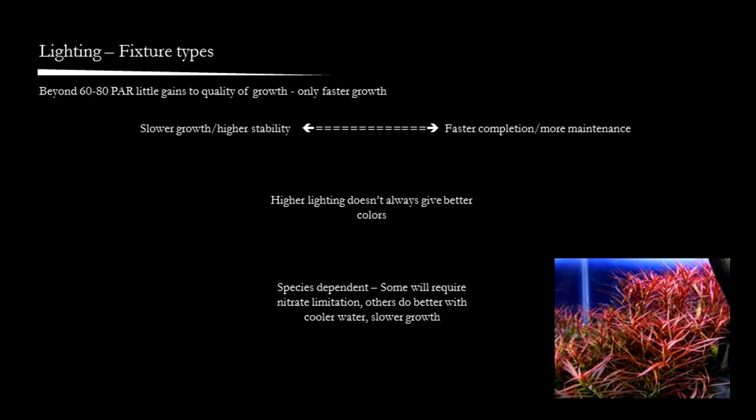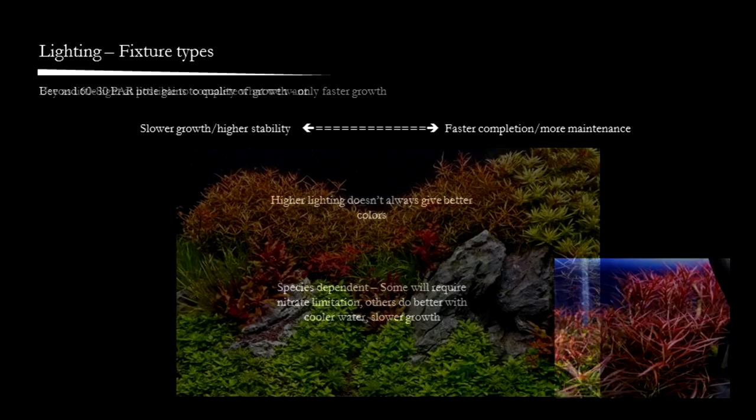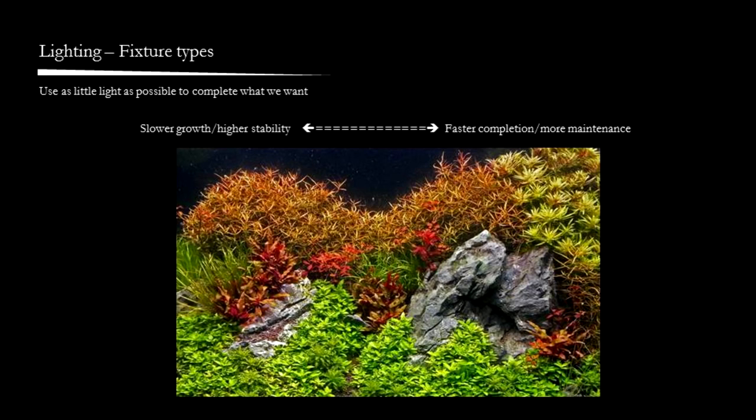For some species, they only turn very red under nitrate limitation. That means if you have a nitrate level in your tank that is below 10 or below 5 ppm or so, in this species, it doesn't matter how much light you use, you need nitrate limitation to bring out the colors. I would say the main role of using much higher lighting in a tank than what is necessary is that it allows you to complete scapes more quickly.